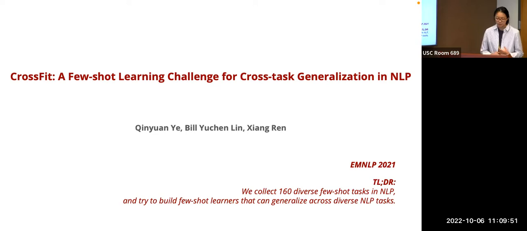So the first part of my talk will be this piece of work called CrossFit, a few-shot learning challenge for cross-task generalization in NLP. This was accepted to EMNLP last year, and a short summary of it is that we collect 160 diverse tasks in NLP. We gathered these from community efforts. They open source their data, and we try to build a few-shot learner that can generalize across these diverse tasks.